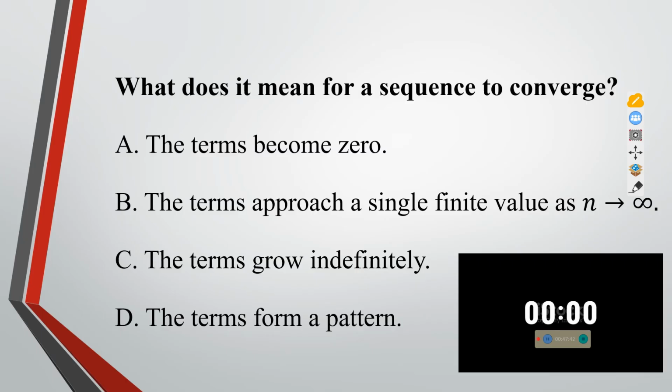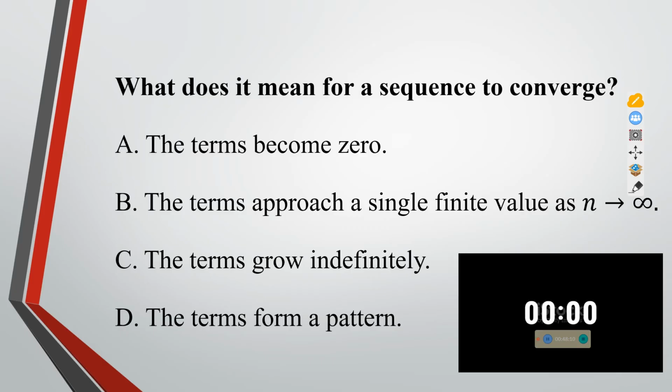What does it mean for a sequence to converge? So basically, we look at the given options. The terms become 0. The terms approach a single finite value as n tends to infinity. The next one, the terms grow indefinitely. The next one, the terms form a pattern. So let us look at these options here.